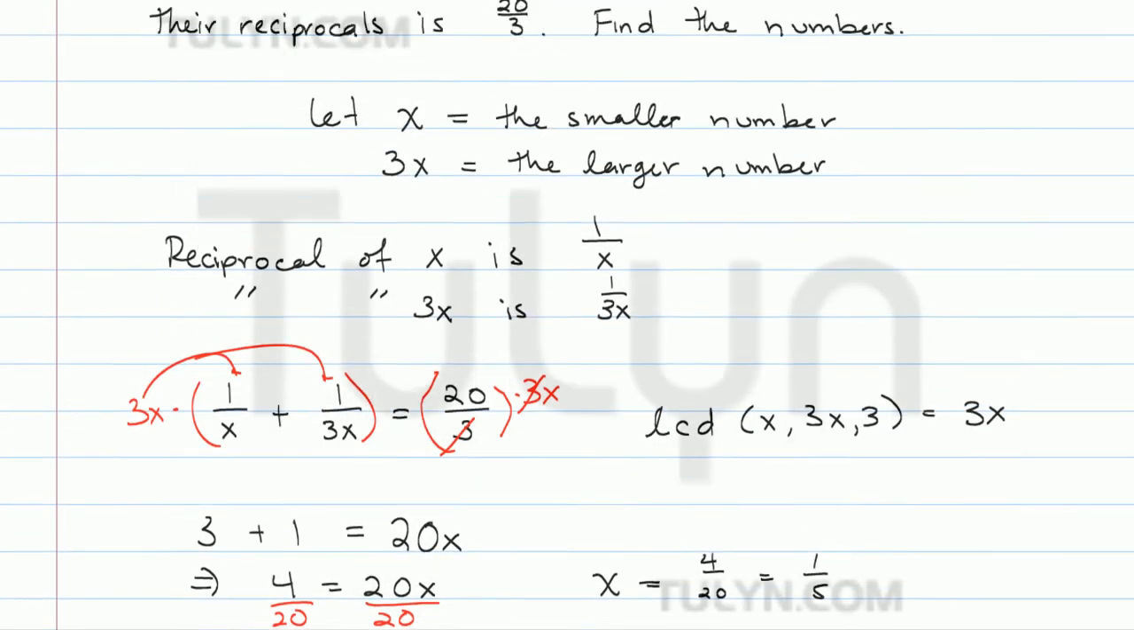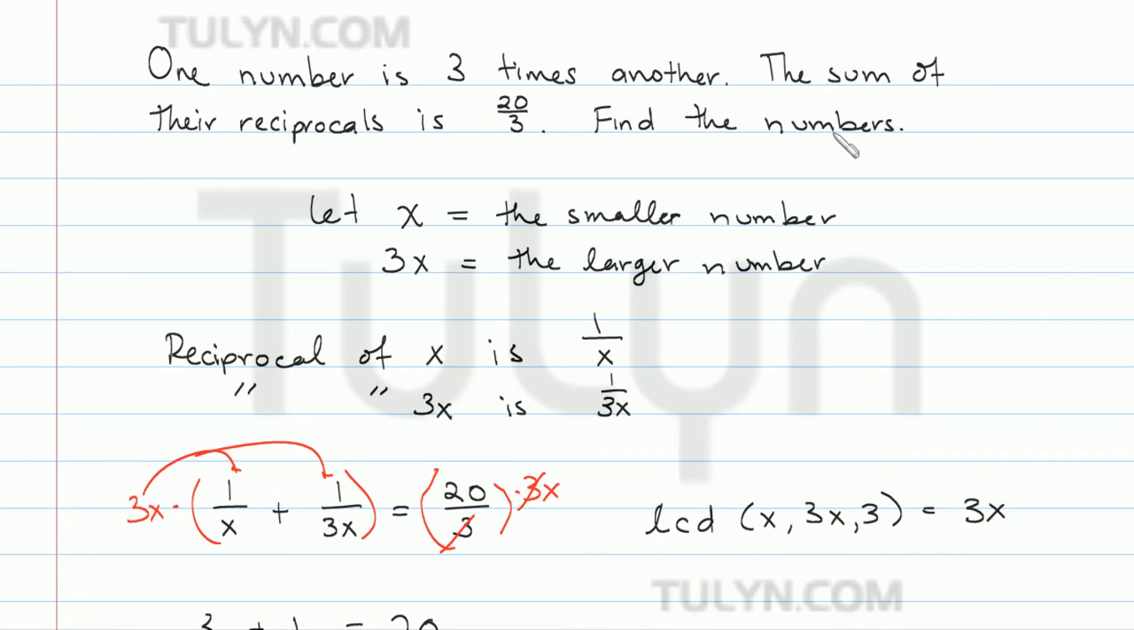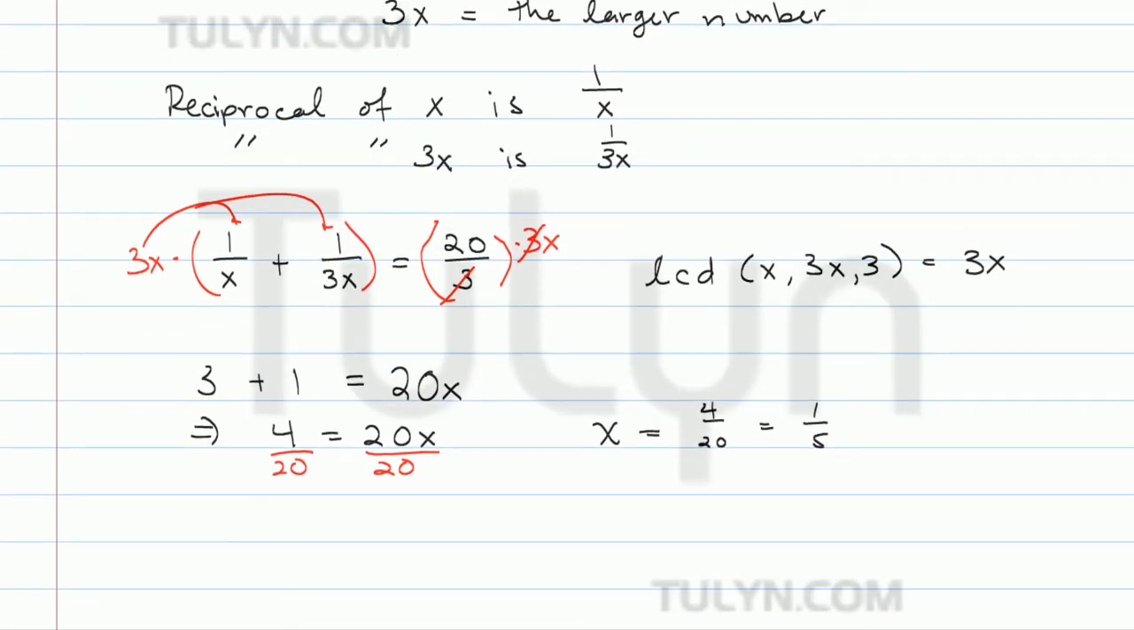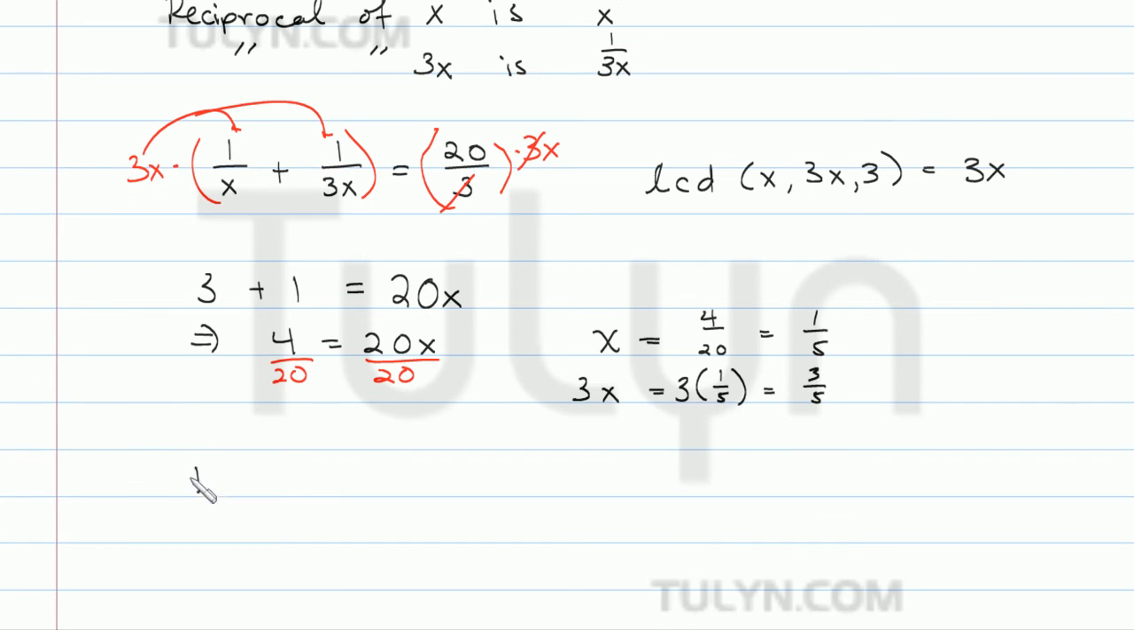Now let's go back to the problem. We're not quite done, right? We want to find both of the numbers. And we found x, which is the smaller number. So to find the larger number, we have to multiply 3 times x. So we want to multiply 1/5 times 3, which gives us 3/5. So we found both the numbers, and we can say the two numbers are 1/5 and 3/5.